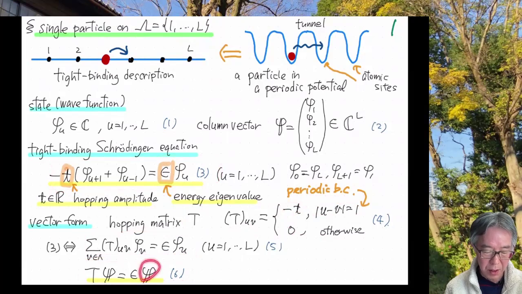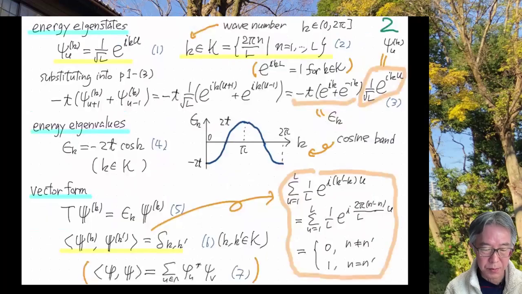So this phi is the eigenvector of this L by L matrix. In this case, it's very easy to write down the energy eigenstates, or the eigenvectors. It has this simple plane wave form. Here K is the name of this energy eigenstate, and K takes value in this set. It's called the wave number, and it takes value between 0 and 2 pi. More precisely, it's like this, and it satisfies this condition: e to the iKL is 1.